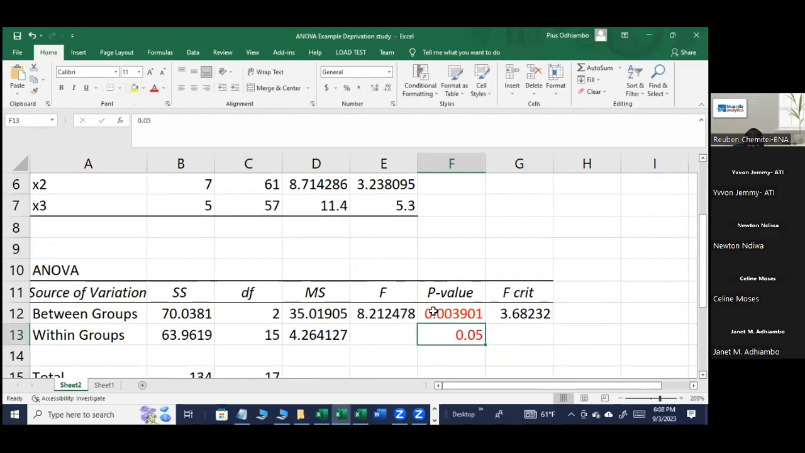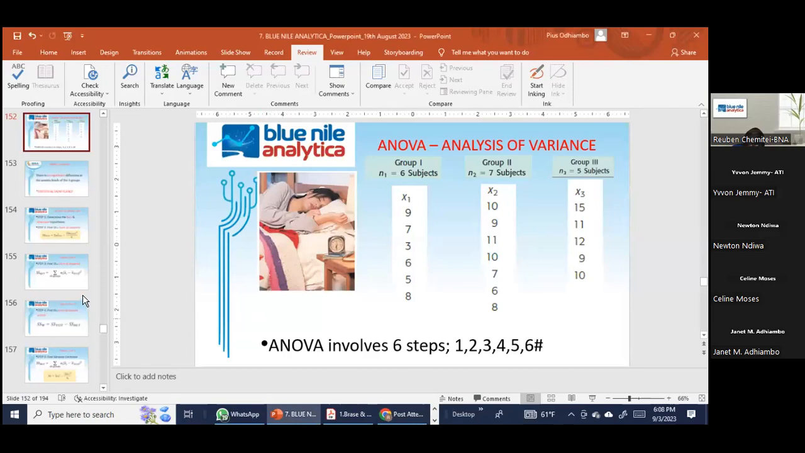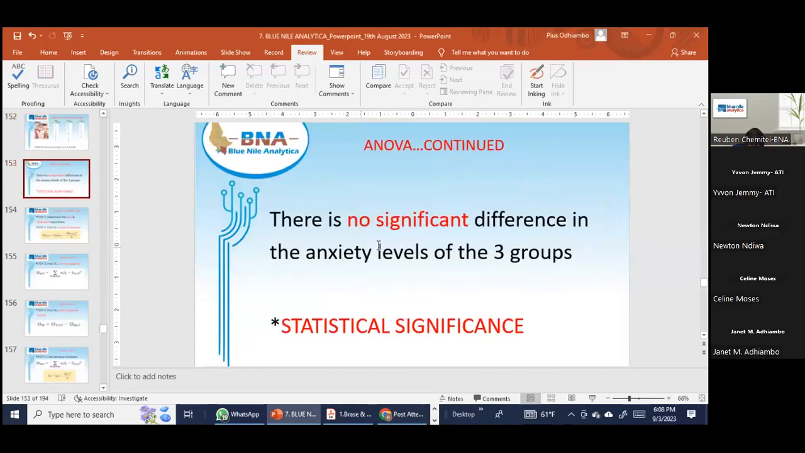What we are saying here is that this value here is less than that. And because it is less than that, then we talk about there is significant difference. So it takes us back here where we are saying, is there any significant difference between the groups? And because that value was way below the significance value of 0.05, then we say that indeed there is a significant difference.